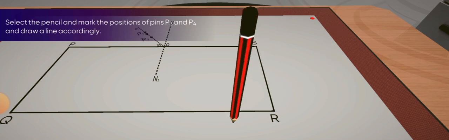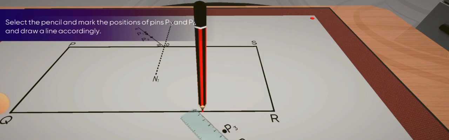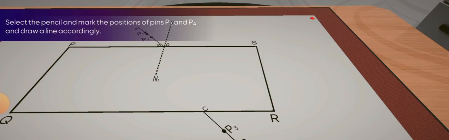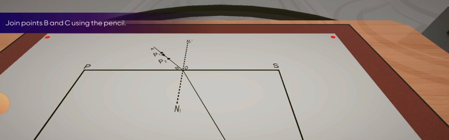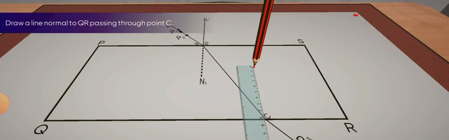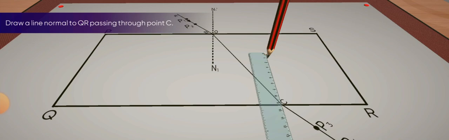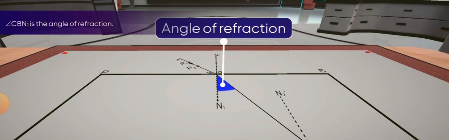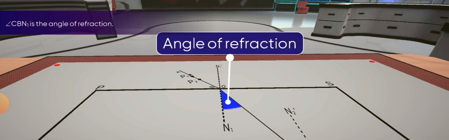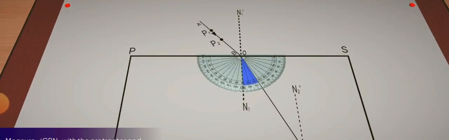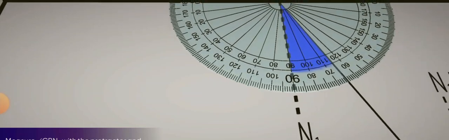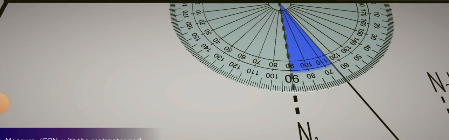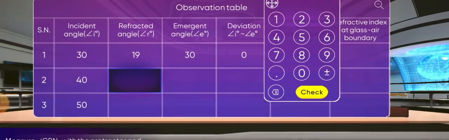Now we mark the points where the 2 ball pins were placed, and we connect them to the emergent end of the glass slab and join the first point of incidence to the second point of incidence. And at the second point of incidence, we draw the normal. Now the angle of refraction we will measure once again. So now I see it is 25. I'll check whether it is 25 or not.